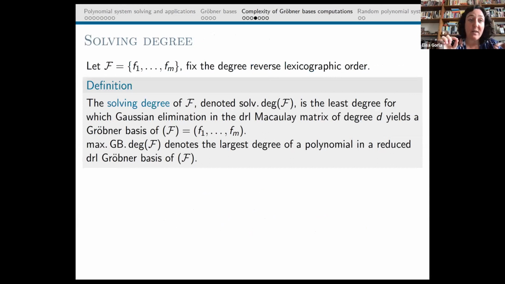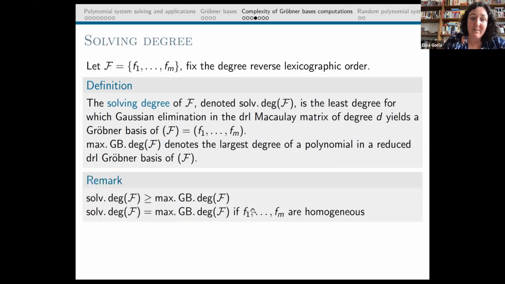So again, we have fixed degree reverse lex, and we want to know the degree in which Gaussian elimination on this Macaulay matrix will give me the Groebner basis. And this degree, of course, has to be at least as much as the degrees of the polynomials that appear in the Groebner basis, right? Because if my Groebner basis has a polynomial of degree 5, I have to at least compute in degree 5 for it to be produced. But it could be bigger, okay? So in general, the solving degree is at least the degrees of the elements of the Groebner basis, and it is equal if the polynomials are homogeneous.